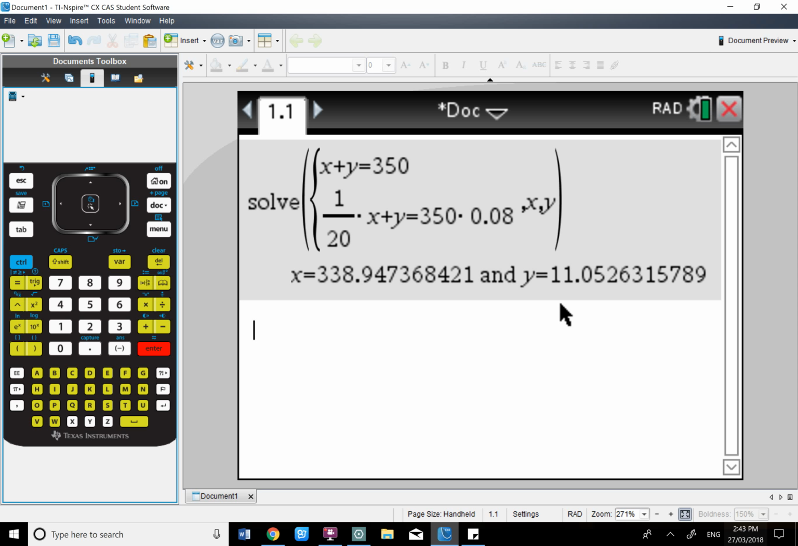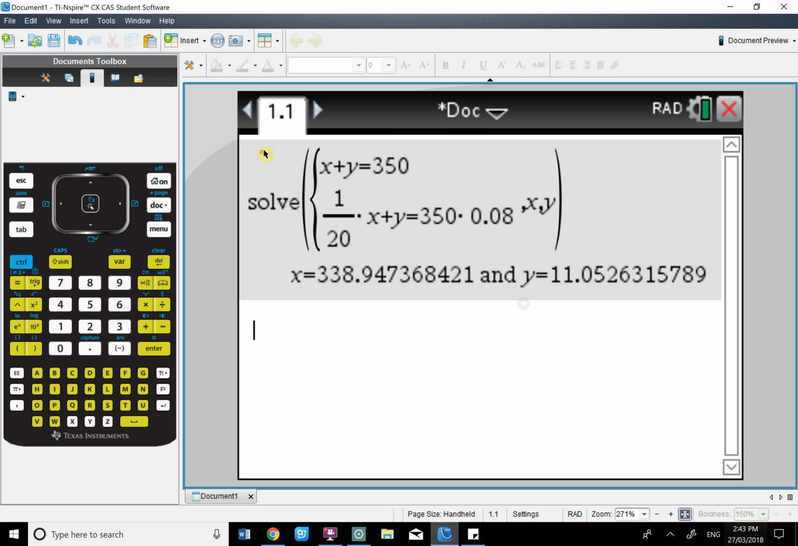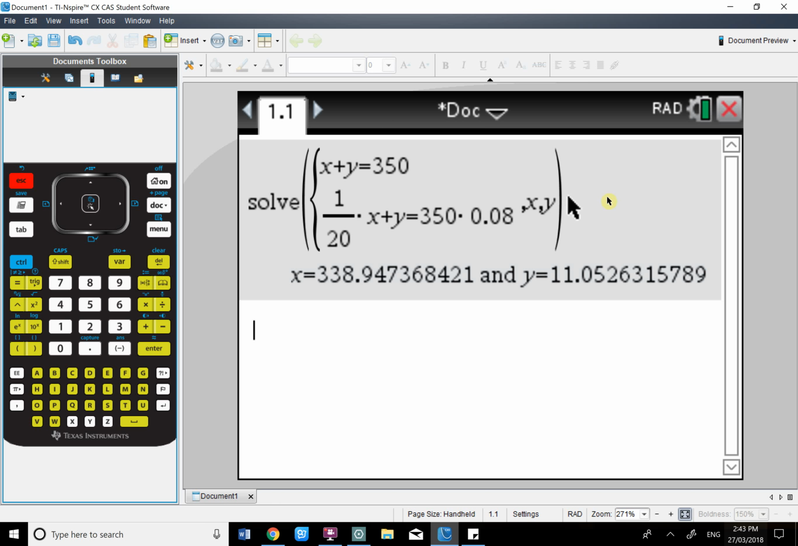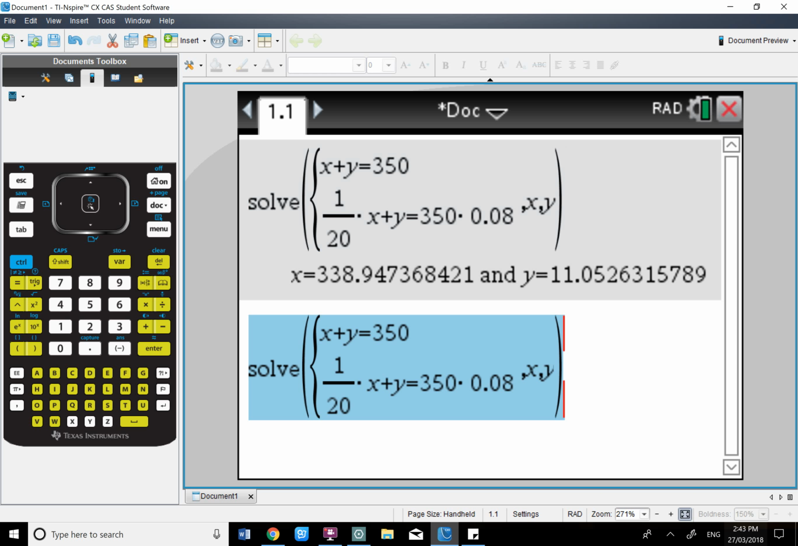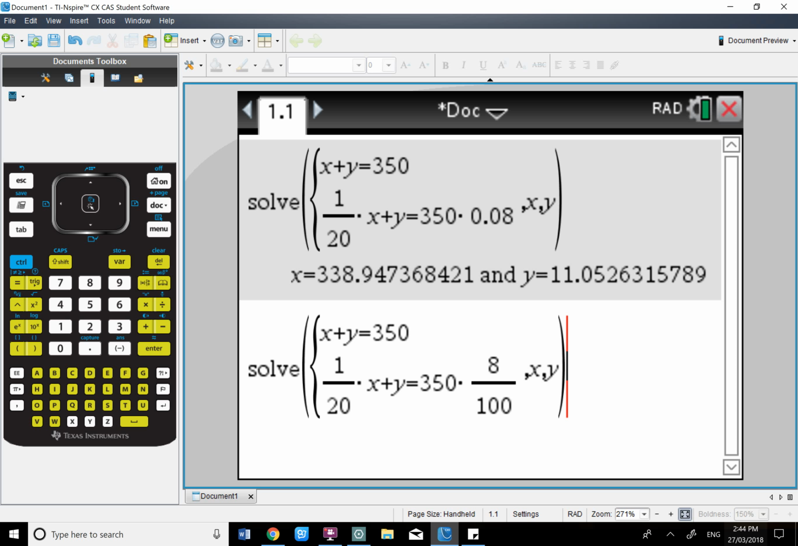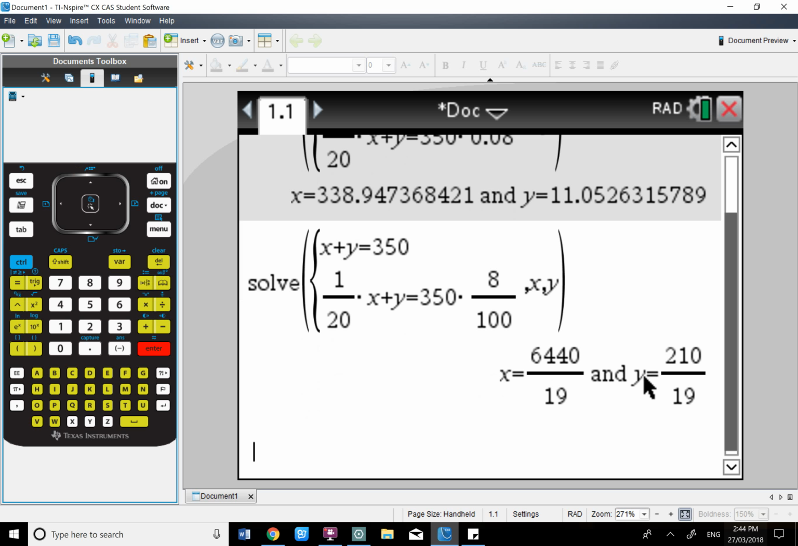Remember I talked about this being the auto mode. My calculator is in auto mode, because if you put decimals in, it tends to give you decimals in your final answer. But if I copy this down here and make the 0.08 become 8 over 100, putting fractions instead of decimals, then that will give me exact values.